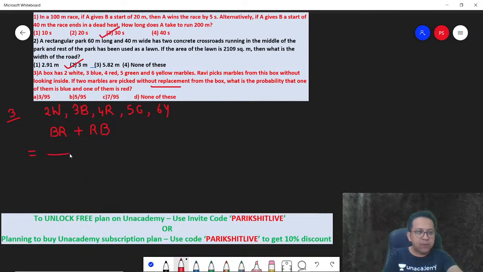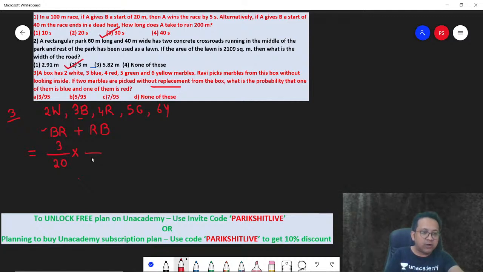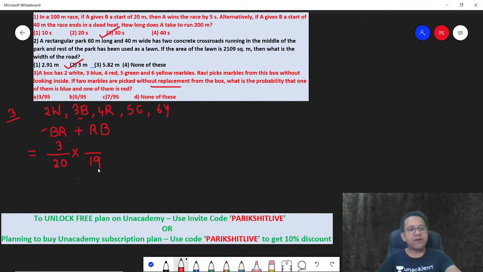Let's start. Probability of picking up a blue marble. Remember, total marbles, if you count 2 plus 3 plus 4 plus 5 plus 6, is 20. You need to pick a blue one. How many blue are there? 3. So 3 by 20. And remember, without replacement, so you're not keeping the marbles back. The first marble which you pick up, you did not keep it back. Hence, the total number of marbles now is 19.